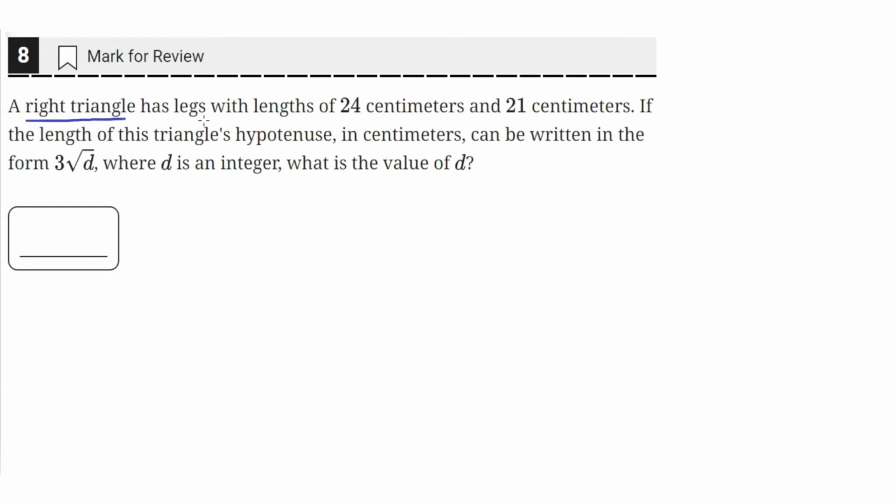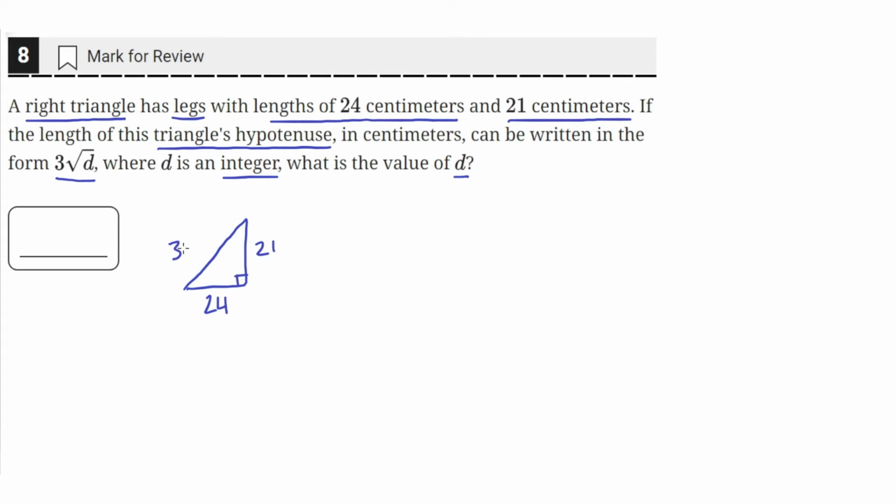A right triangle has legs with lengths of 24 centimeters and 21 centimeters. If the length of this triangle's hypotenuse in centimeters can be written in the form 3 times square root of d, where d is an integer, what is the value of d? So we have this right triangle whose legs have a length of 24 centimeters and 21 centimeters. And the hypotenuse can be written in the form 3 times square root of d.